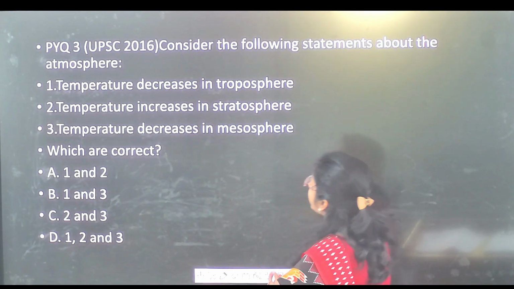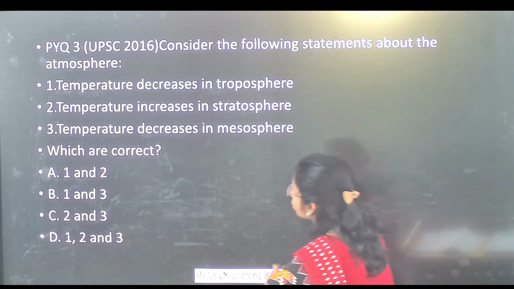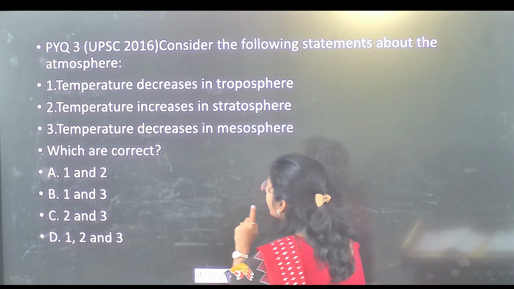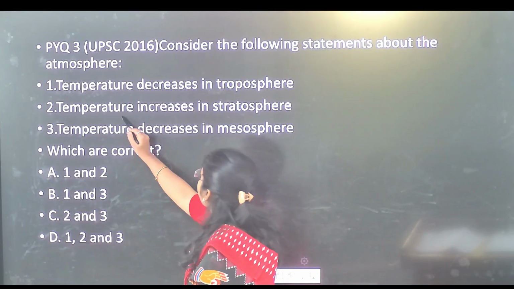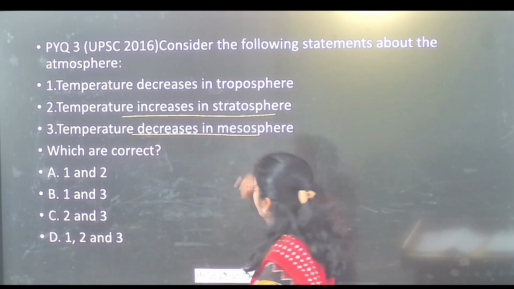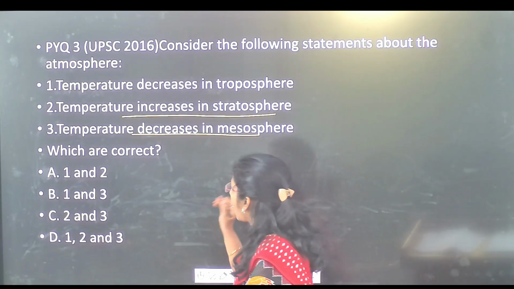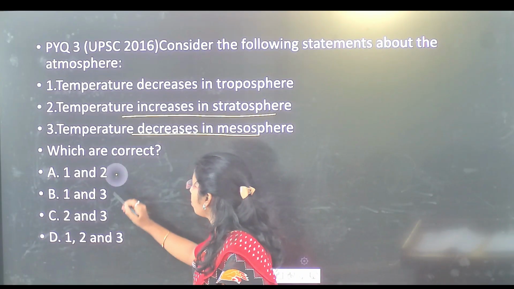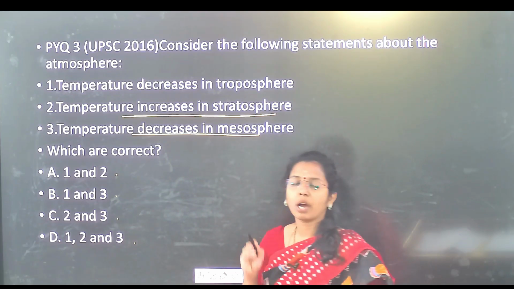Next, 2016 question. Consider the following statements about the atmosphere. 1. Temperature decreases in troposphere. 2. Temperature increases in stratosphere. 3. Temperature decreases in mesosphere. They are asking about temperature differences, which are correct. A. 1 and 2, B. 1 and 3, C. 2 and 3, D. 1, 2 and 3.